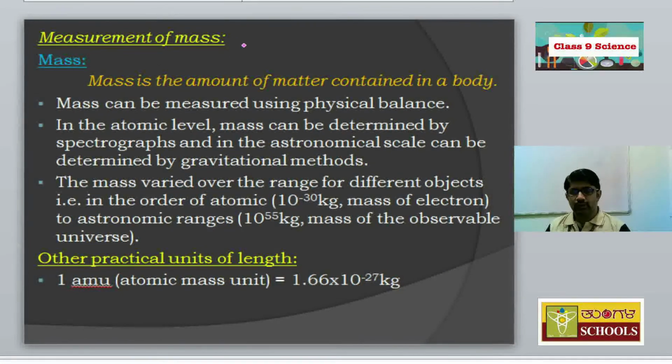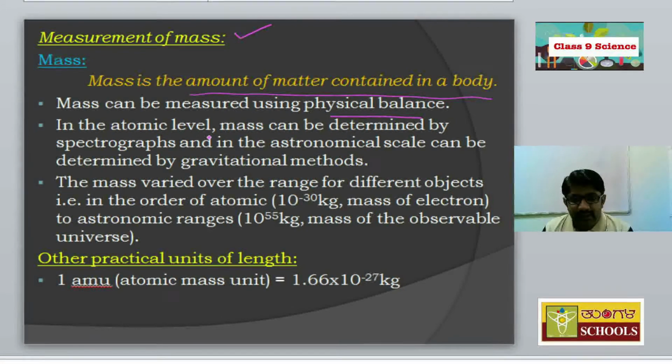Let us move to the measurement of mass. Mass is the amount of matter contained in a body. So whatever the quantity or amount of matter there is inside the body is taken as mass. Mass can be measured by using a physical balance.